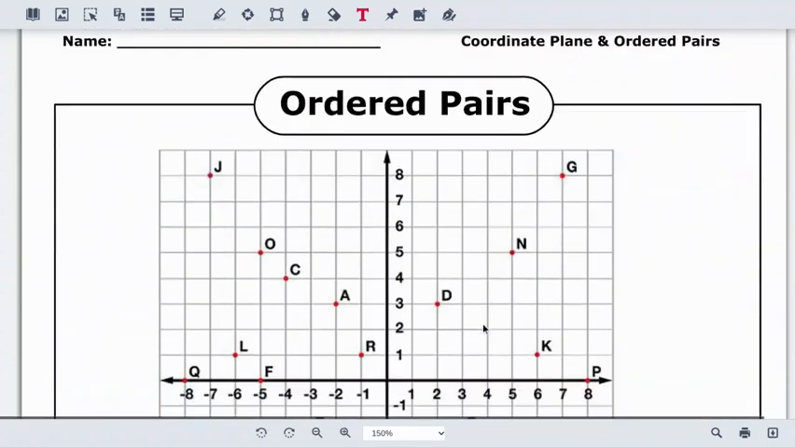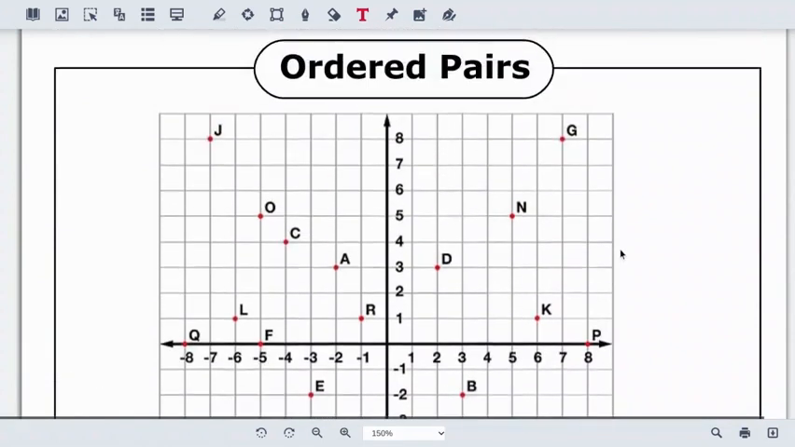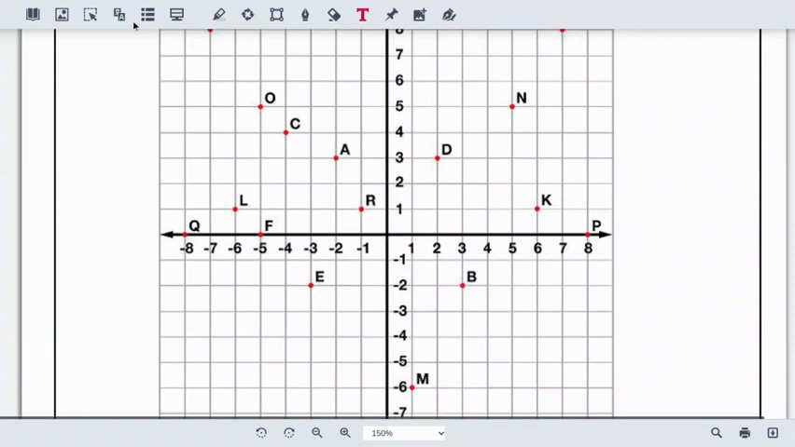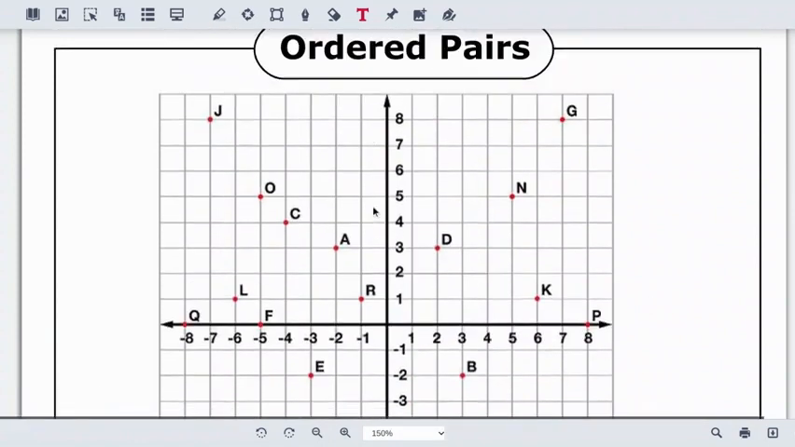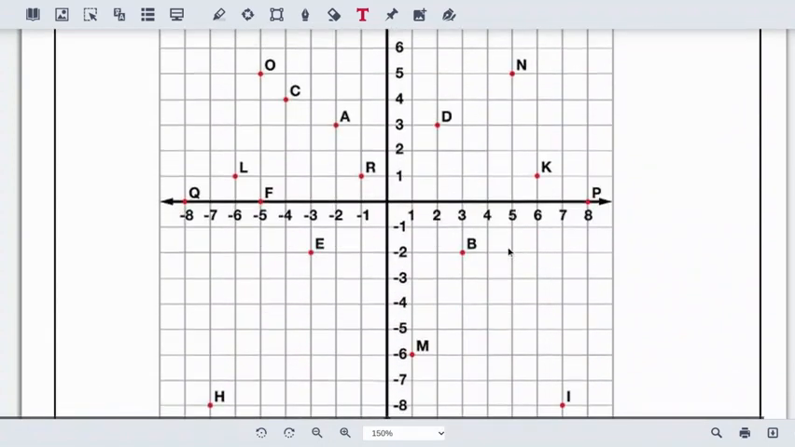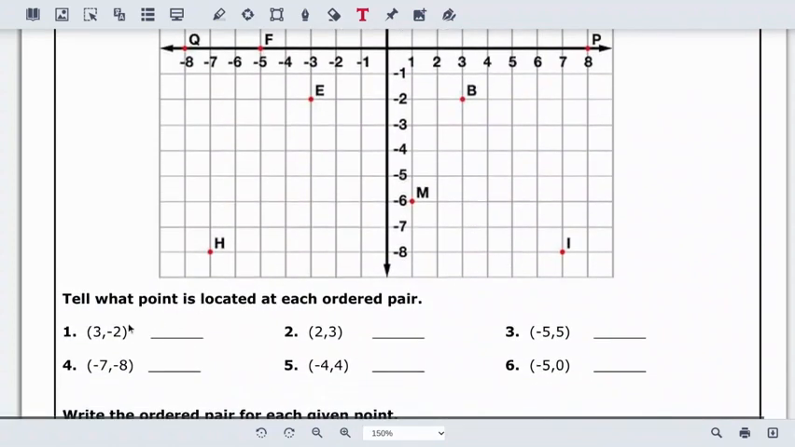Cruising down here, we have more practice. Okay, so for this one, we're going to use this big grid to answer all of the questions that are being asked of us on the page. I clicked those buttons and they didn't do anything, so I'm not going to zoom out. In the first question, you're going to say what letter is matching with the ordered pair.